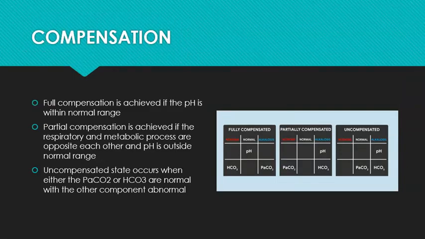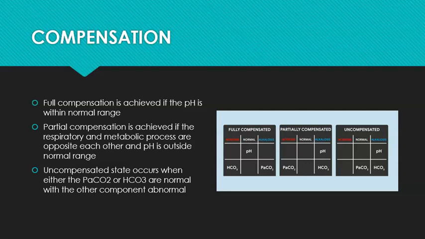We'll talk further about compensation. Full compensation means our pH has returned to that normal range between 7.35 and 7.45. You have full compensation when your pH is in the normal range and your respiratory and metabolic components are opposite of each other. So they are doing what they need to do to keep that pH in the normal range. You have partial compensation when your metabolic process and your respiratory process are opposite of each other, but your pH is either acidotic or alkalotic.